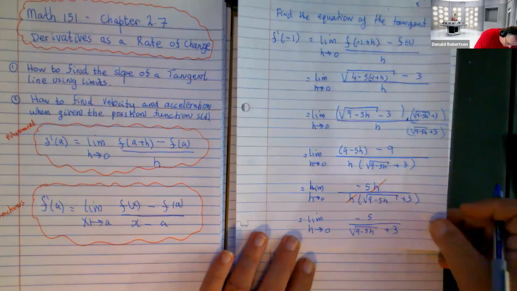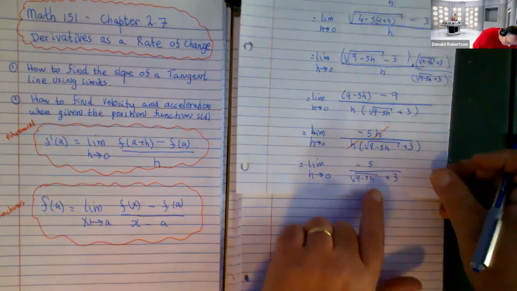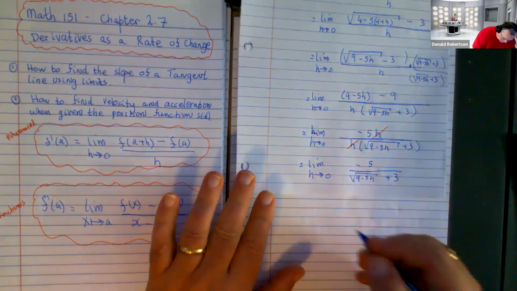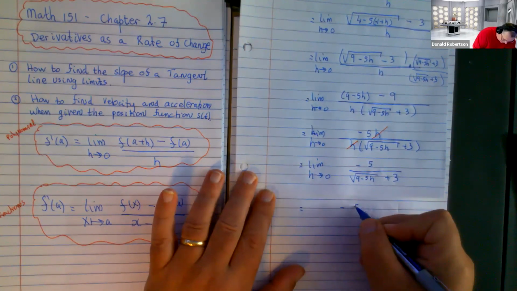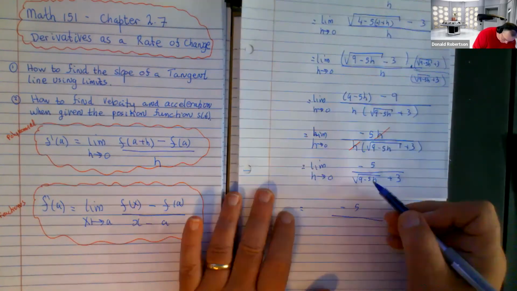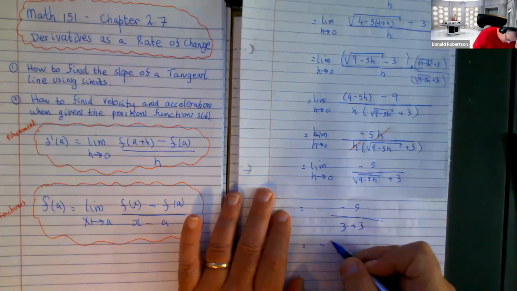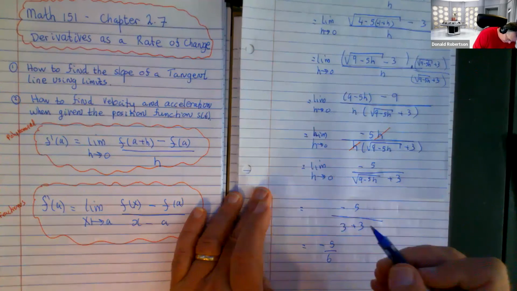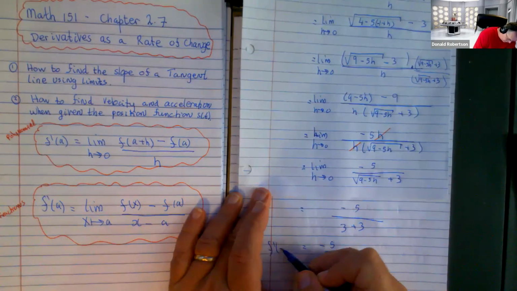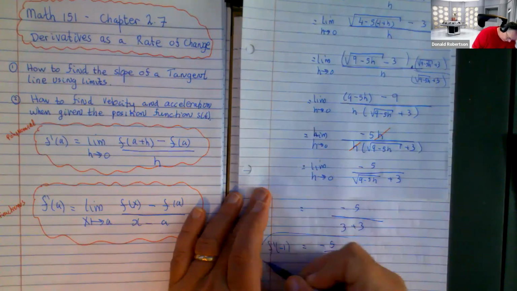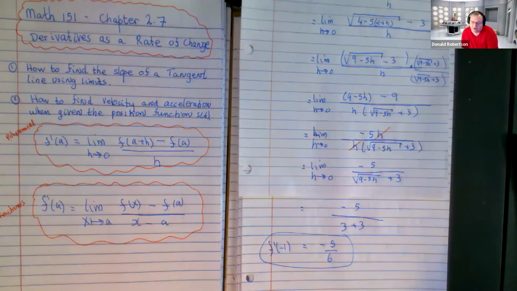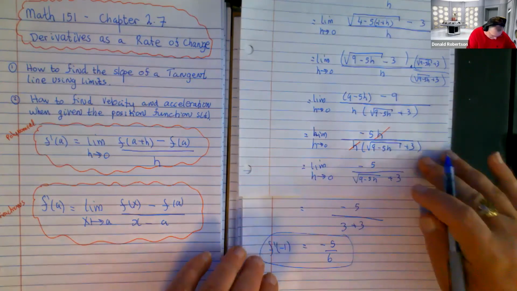So what does that get me? 9 take away 5 zeros is still 0. 9 take away 0 is 9. Square root of 9 is 3. I get 3 plus 3. And the answer is negative 5/6. So I know the slope of the tangent line is negative 5/6. We comfortable with that? Exact value, negative 5/6.